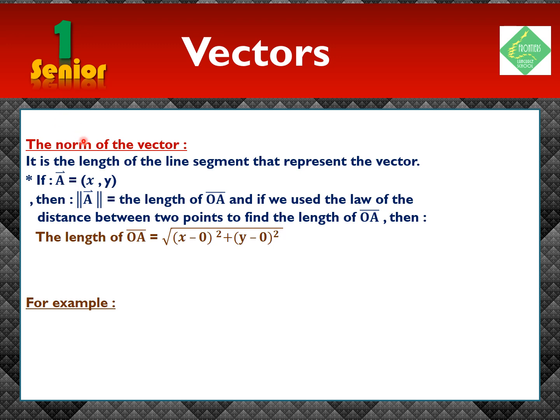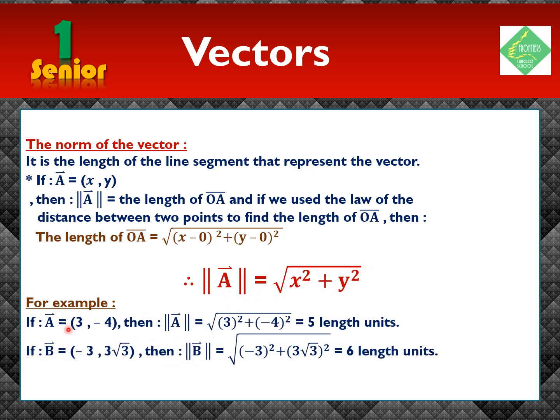How can we calculate the norm? To calculate the norm of the point A or the position vector A, which is x and y, its law is the norm of OA equals root x power 2 plus y power 2. The norm of the position vector A equals x squared plus y squared under the root.